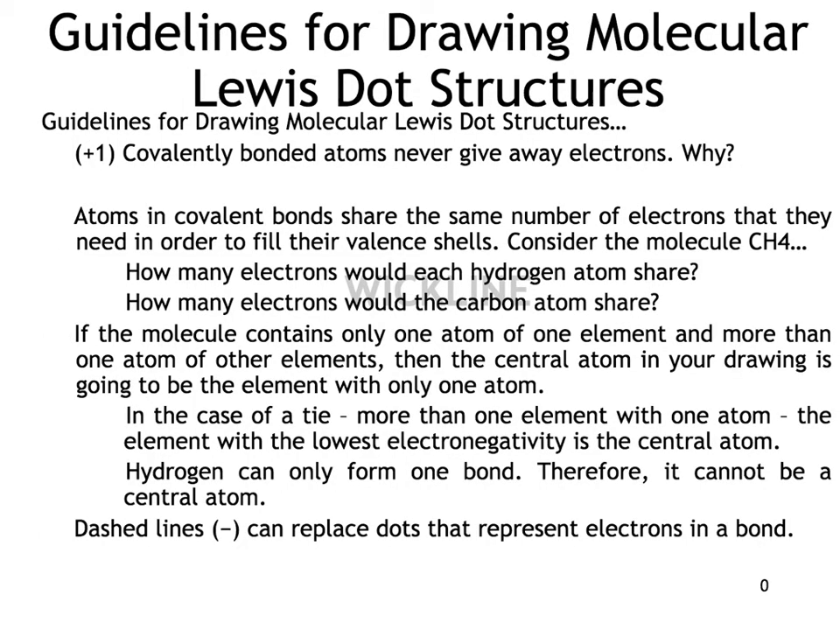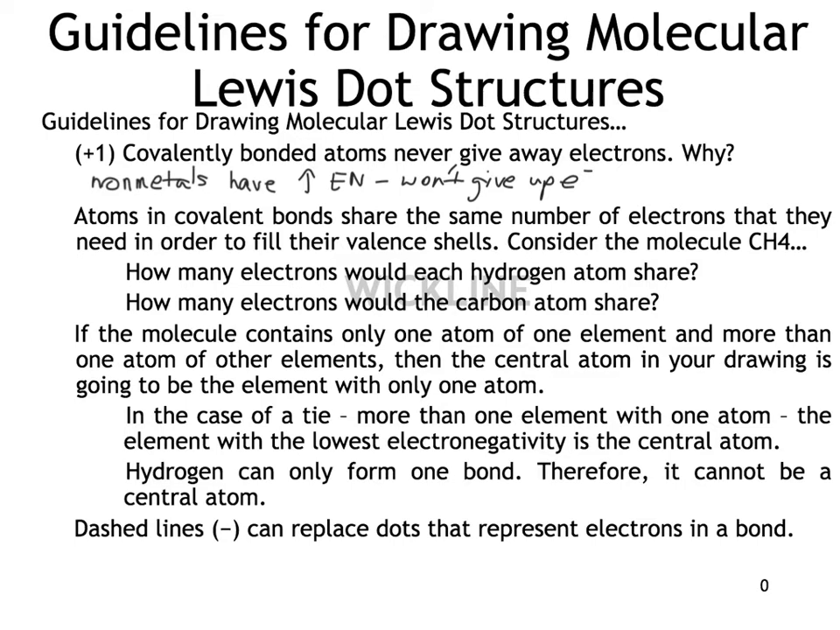All right, so here are my guidelines for drawing molecular Lewis dot structures. Firstly, the question reads, covalently bonded atoms never give away electrons. Why? So think about that for a second and then come back. So my answer is that nonmetal atoms have high electronegativity and therefore they won't give up electrons. And covalent is a word that goes with nonmetals.